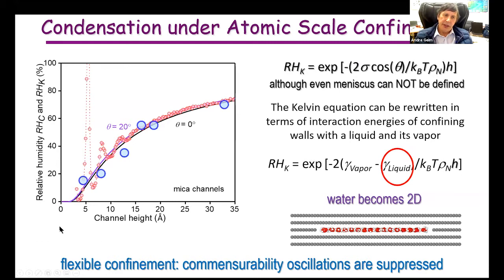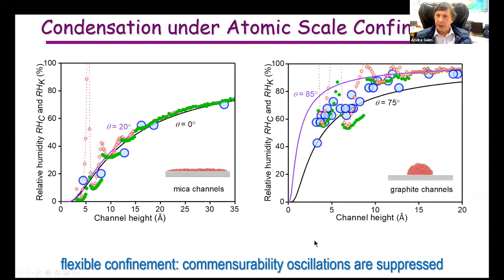So when we model this, taking into account the finite flexibility, we get pretty good agreement. We don't have enough resolution to see all those slightly oscillatory remaining behaviors, but this is what we observe. We did it on other kinds of channels as well, and more or less understand now capillary condensation in this atomic scale confinement.